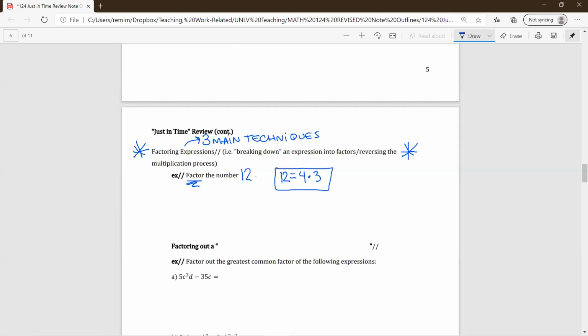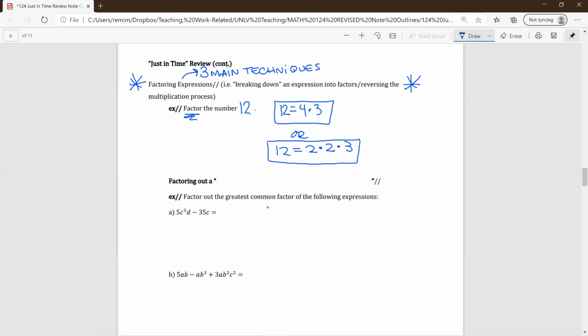So by writing it as 4 times 3, we factored it. Or we can say that 12 is equal to 2 times 2 times 3. That's another way to factor the number 12. You just take that number, take the expression, and you break it down into multiplication. You reverse it into multiplication. So that's a really straightforward example, just to factor a number. But we're not going to be just factoring numbers. We're going to be factoring entire expressions. We're going to be factoring polynomials.